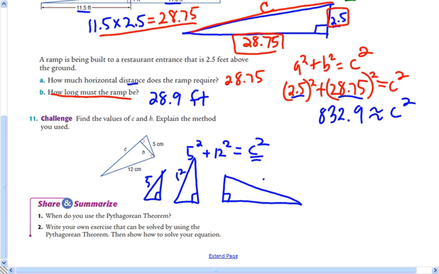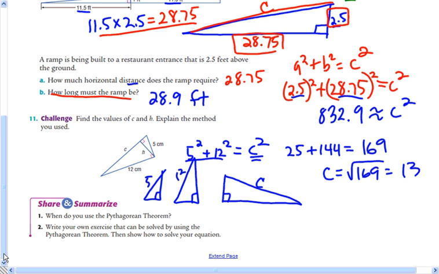So we can compute that hypotenuse. 5 squared is 25, 12 squared is 144. If we add those, we get 169. And so C is equal to the square root of 169, which is 13. So that's 13.